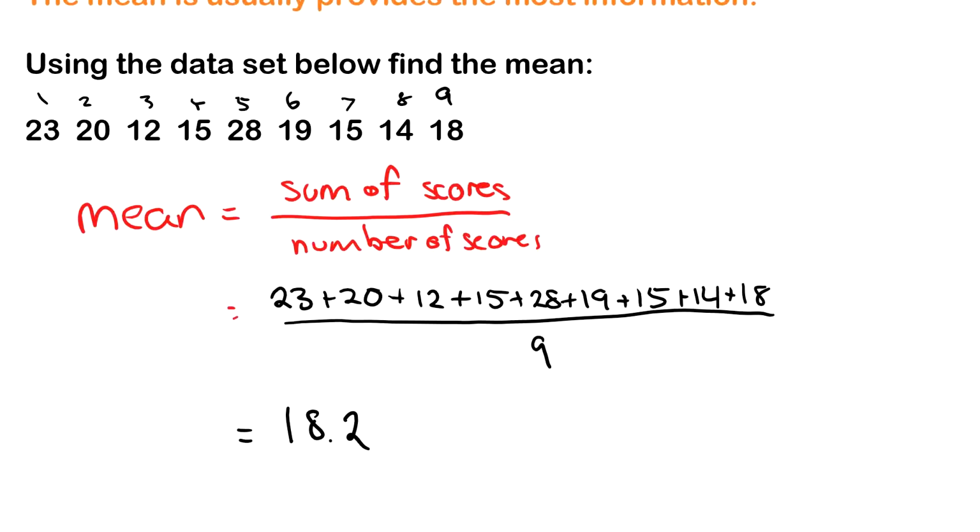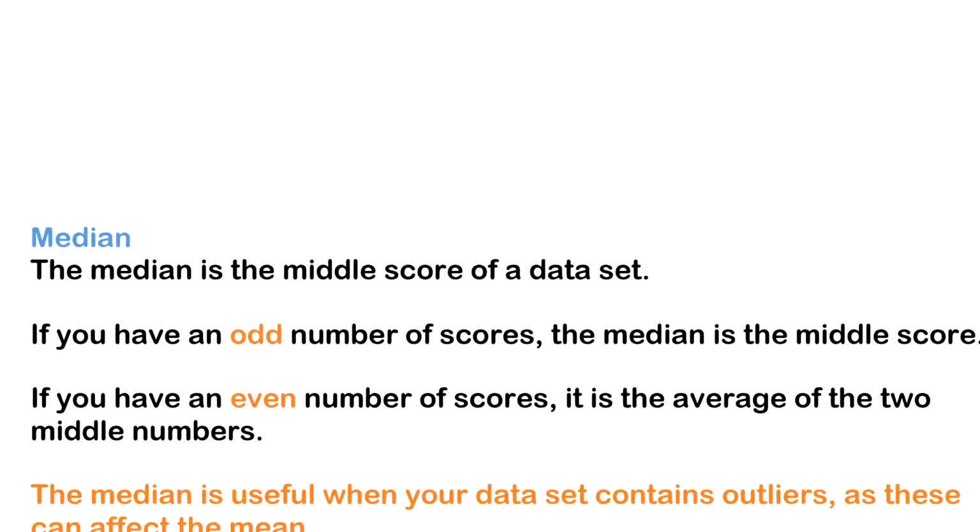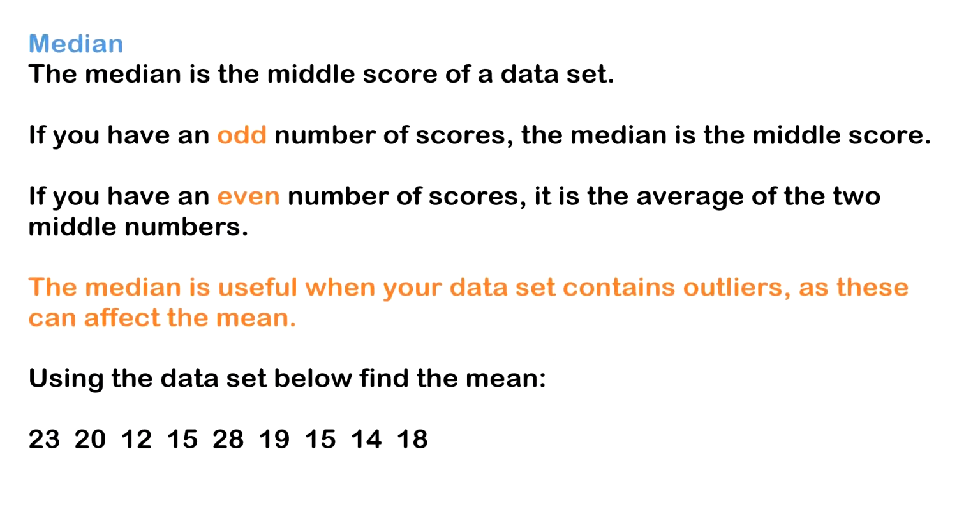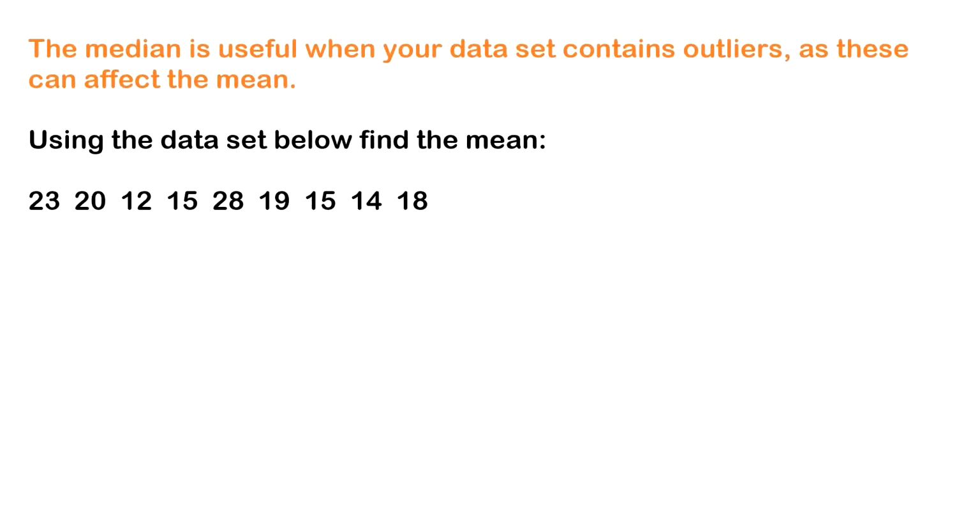That's the average score. Now, the next one I'm going to look at is what we call the median. The median is the middle score of a data set. If you have an odd number of scores, the median is the middle score. If you have an even number of scores, it's the average of those two middle numbers. So you have to add them together and divide by 2. The median is useful when your data set contains outliers. This is because outliers can dramatically impact the mean and can skew the data. So using the data set below, we're going to find not the mean, we're going to find the median.